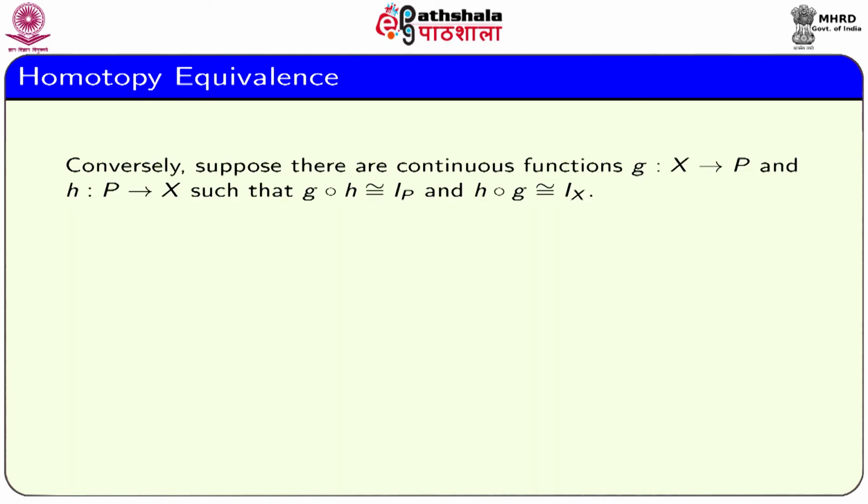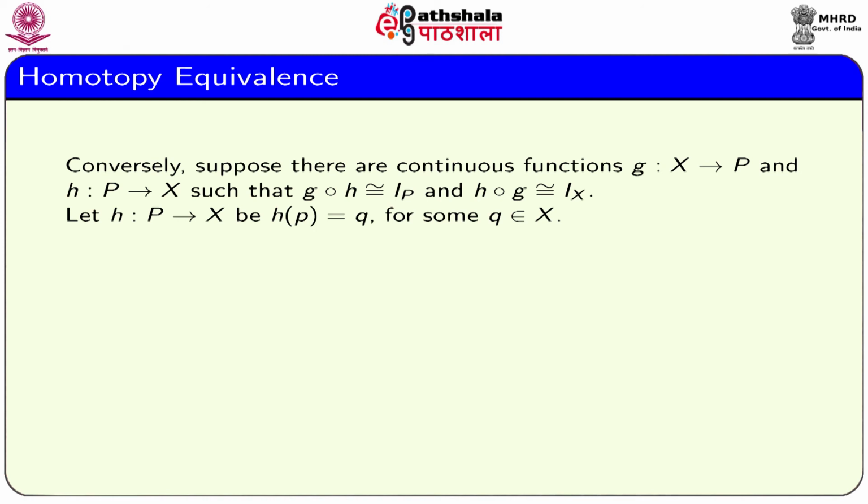Conversely, suppose there are continuous functions g from capital X to capital P and h from capital P to capital X such that g and h are homotopy equivalence. That means g composed h is homotopic to identity on P and h composed g is homotopic to identity on X. Then we have to show that capital X is contractible.